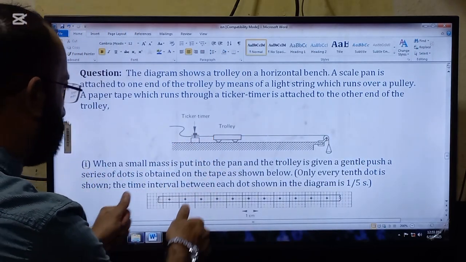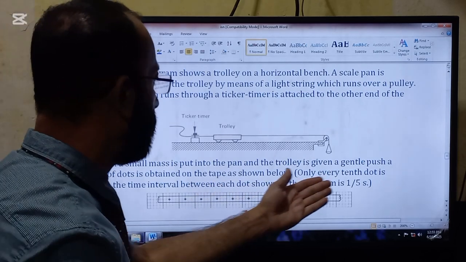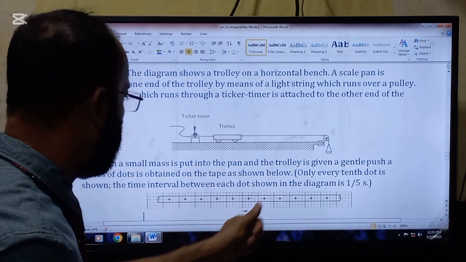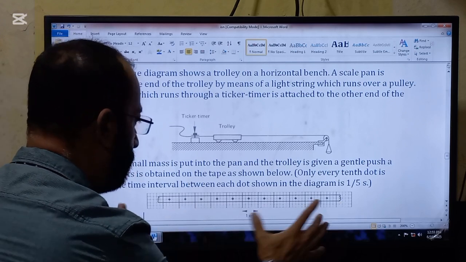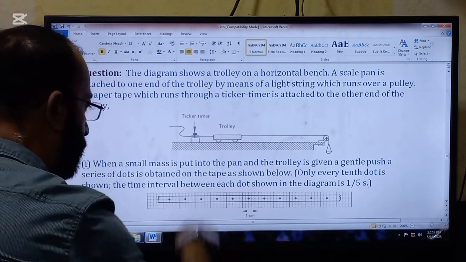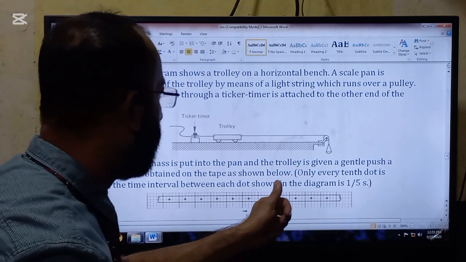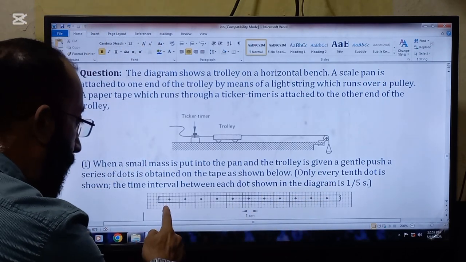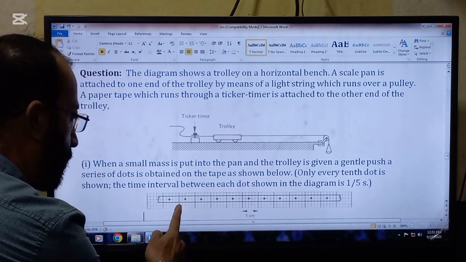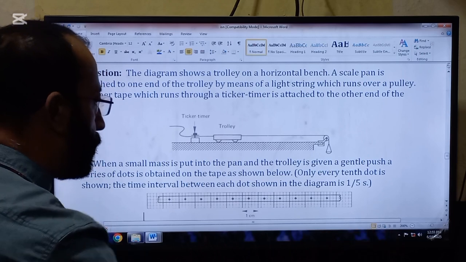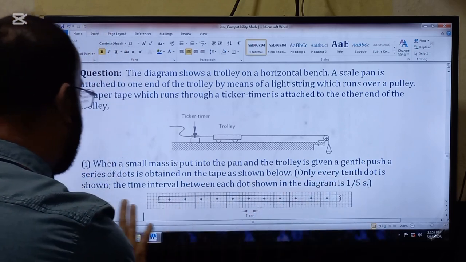When a small mass is put into the pen and the trolley is given a gentle push, a series of dots is obtained on the tape as shown below. So here is the tape which is obtained, and here are the dots which the pin is putting. Only every 10th dot is shown. So be very careful. Every 10th dot is given. So it means 10th, 20th, 30th, 40th, and so on.